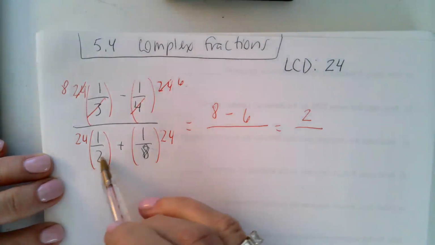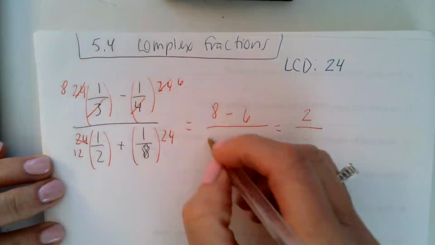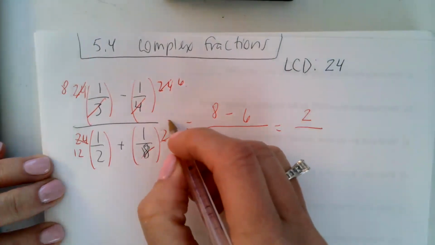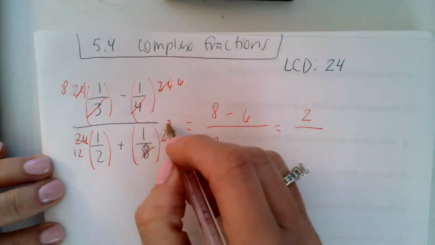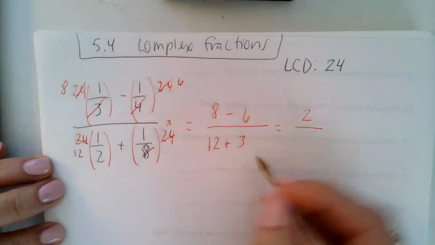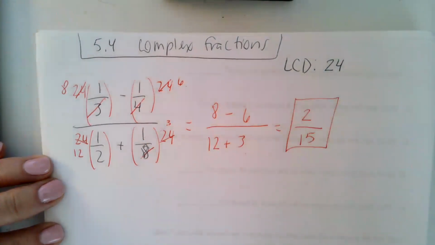Then below we have 2 goes into 24 12 times. So we have 12 times 1. And then 8 goes into 24 3 times. So we have 1 times 3. So plus 3. 12 plus 3 is 15. And this simplifies to 2 over 15.